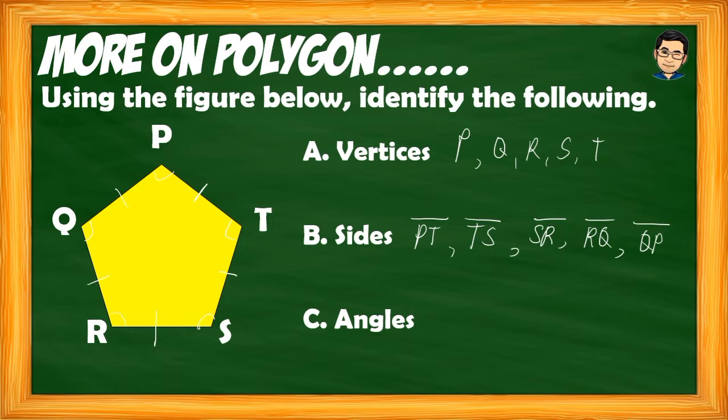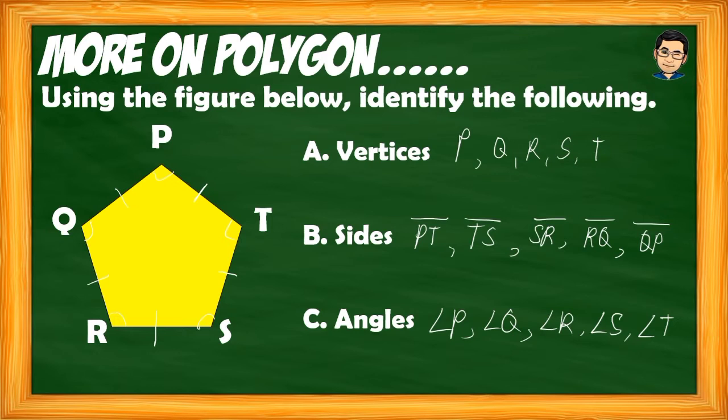Okay, so as you can see, yung mga sides po na nilista natin ay 5. It's because our figure is a 5-sided polygon. Now, let's have angles. So, kung using vertices ang ating gagamitin, ito yung mga angles na angle P, angle Q, angle R, angle S, angle T.